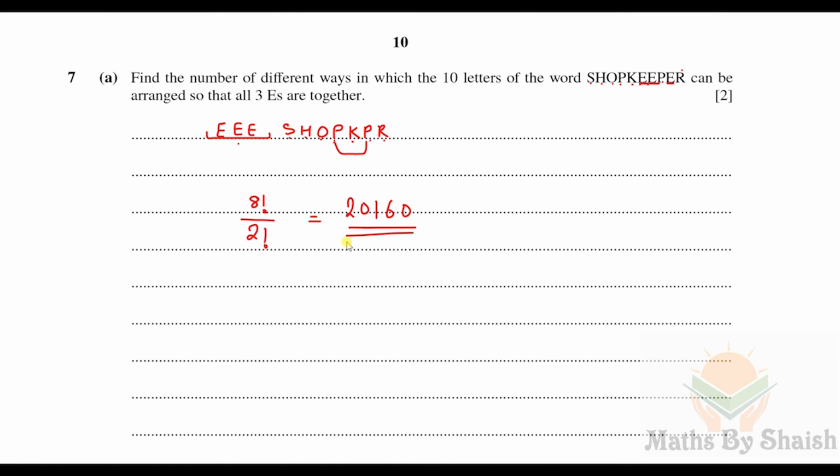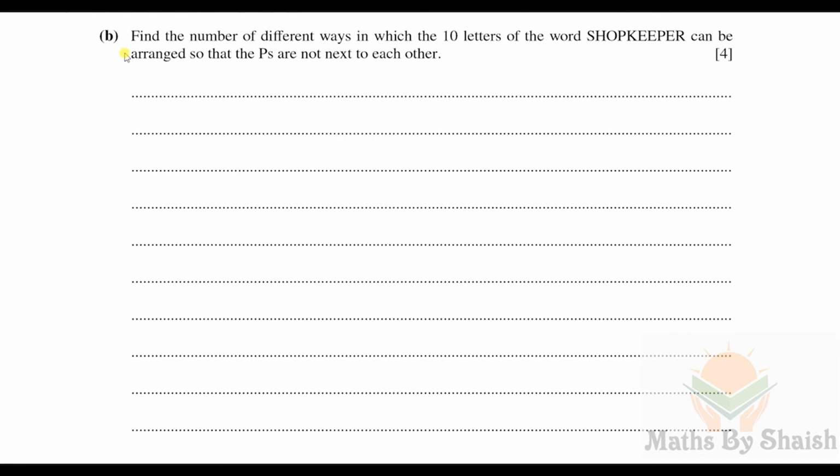Now let's do the B part. And here is the B part. Find the number of different ways in which the 10 letters of the word shopkeeper can be arranged so that P's are not next to each other. So first of all, we'll calculate total arrangement.